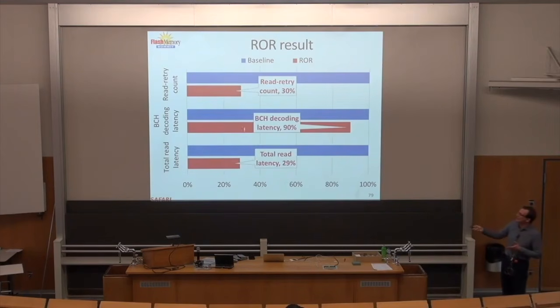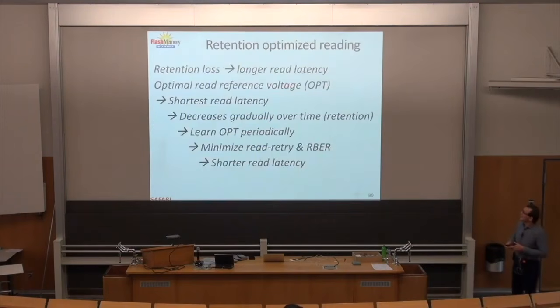So it directly affects your latency, as you can see, how many times you do the read retry. You don't want to do read retry that much. That's why you don't want to do neighbor-assisted correction that much also. Okay. So that's the idea, and we've already discussed this over here, I think. You basically learn the optimal read reference voltage periodically, and then even if it's out of date, you minimize the read retry and the raw bit error rate.